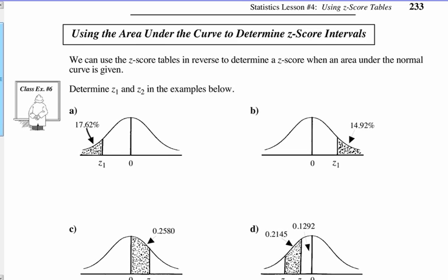So basically our situation is we want to find the area under Z1 is equal to 0.1762. So we're just working backwards on our table. What we want to do is look up on our table what z-score has an area of 0.1762.